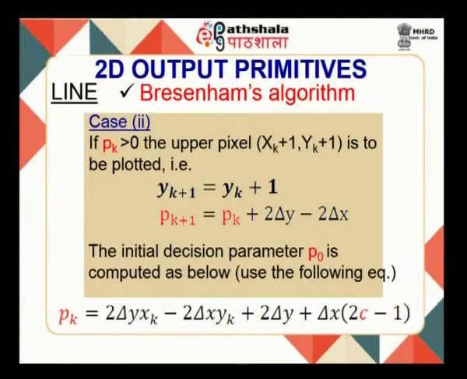So, finally we got the two cases, and quickly if we summarize, we look at the decision parameters, where we are using the notation k in the suffix. That means we are using recursive equations. Every next decision parameter is dependent on the previous decision parameter. So, we have to start with some known initial parameter, isn't it? That means we have to start with k equal to 0. Unless we know the initial decision parameter, we cannot compute the next decision parameter and so on. So, how do we calculate p naught?